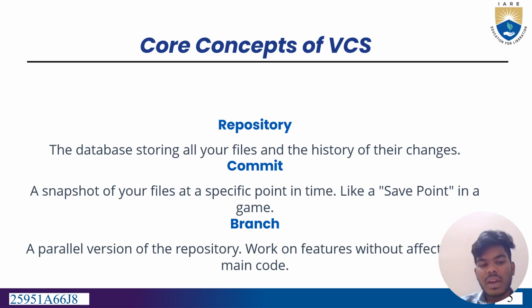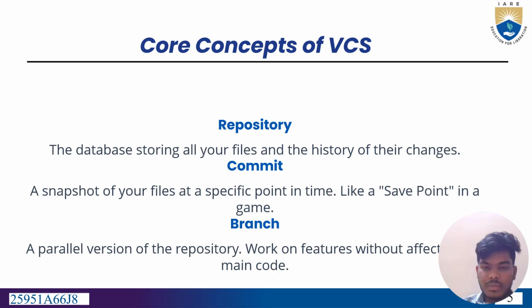Coming to the branch, a branch is a parallel version of a repository. The repository is a database storing files and the history of changes. A branch works on features without affecting the main code. Without disturbing the main code, it works in parallel with the repository. Here we can discuss it like this.